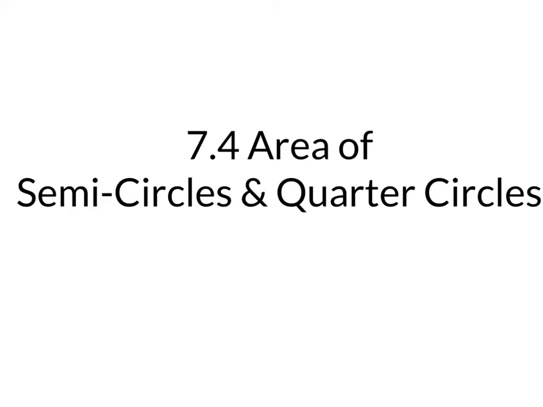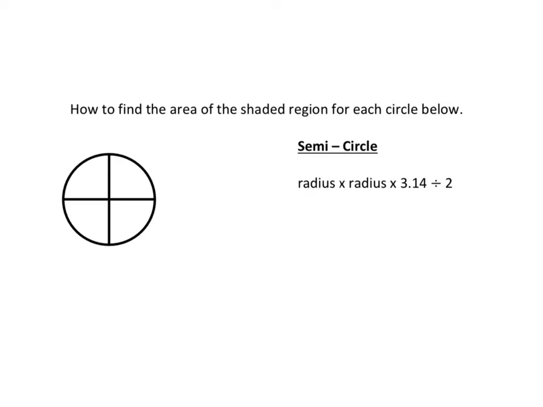Today we are going to talk about area of semicircles and quarter circles. So the first one we're going to talk about is a semicircle. A semicircle is just half a circle. So I'm going to shade in just half the circle. Now again, semicircle means half. Semi is half. So that would be half our circle.